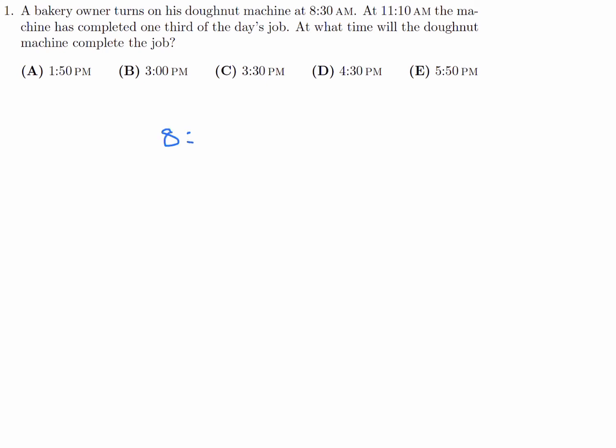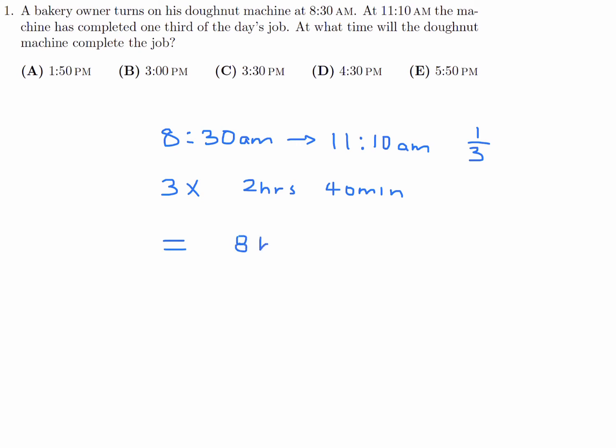8:30 is where he starts, and by 11:10, they're saying that 1/3 of his job is done. So, what is the time in terms of hours and minutes? Well, it's 2 hours and 40 minutes, and that represents 1/3. So to get the full time, you have to multiply this by 3. And when you do, you get an exact amount of 8 hours. 8 hours is how long it takes for the machine to complete the job.